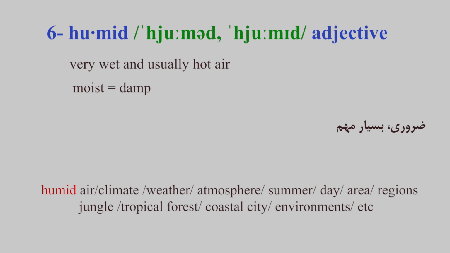I have written a lot of collocations and they are the most frequently used ones. Humid air, humid climate, humid weather, for example. You can write a humid atmosphere, or you can use a season, humid summer, for example. Or you can write a day, or a humid midday, or a humid afternoon, humid area, humid regions, humid jungle, humid tropical forest, humid coastal city, or humid environments, and a lot of other words.